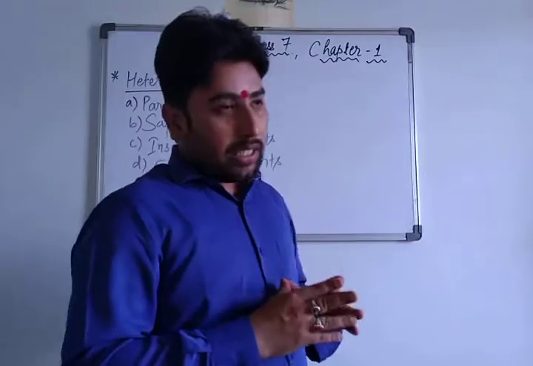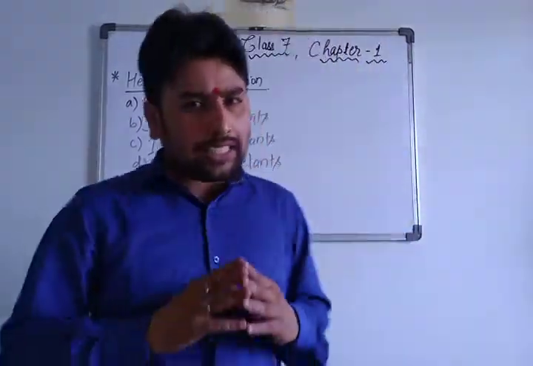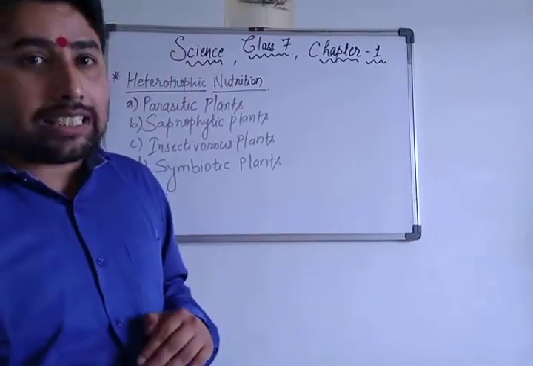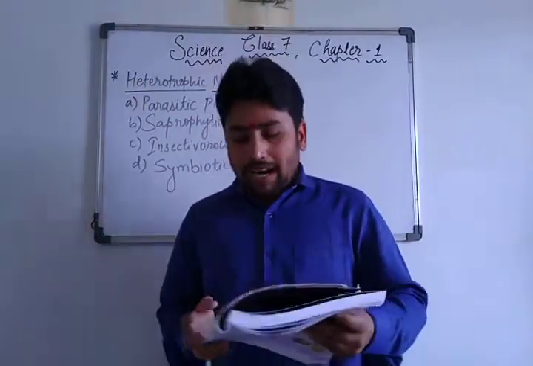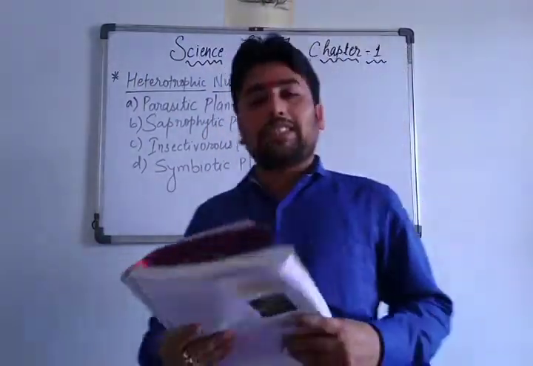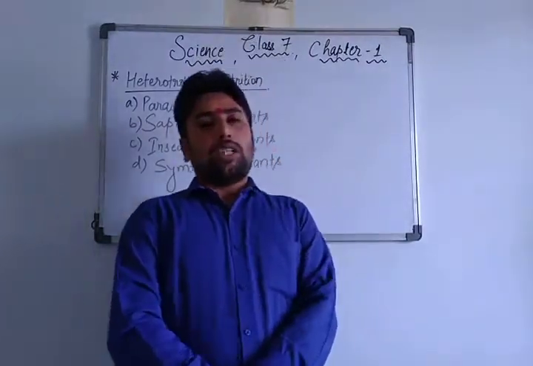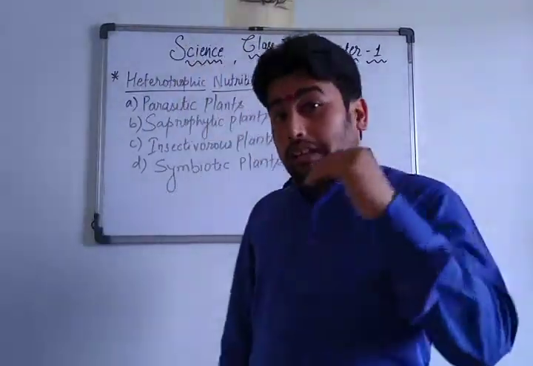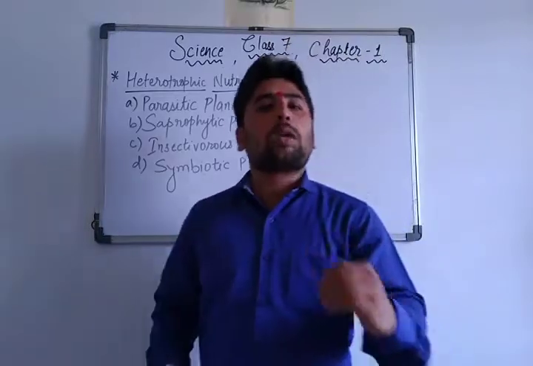Let us start with parasitic plants. Can you tell me what is parasitic? What is the meaning of para and citic? Para means others and citic means dependent. A living organism which depends on another organism is called parasitic.